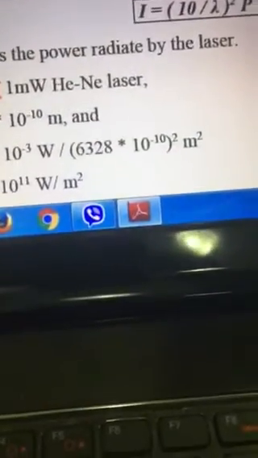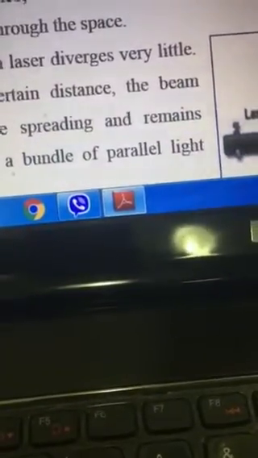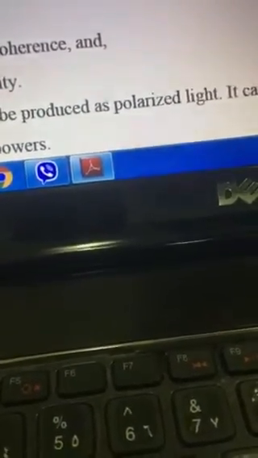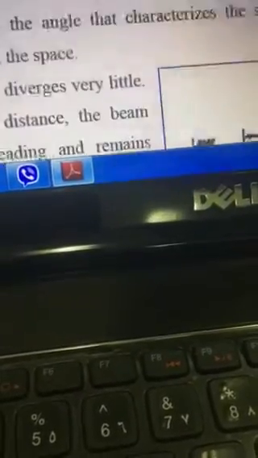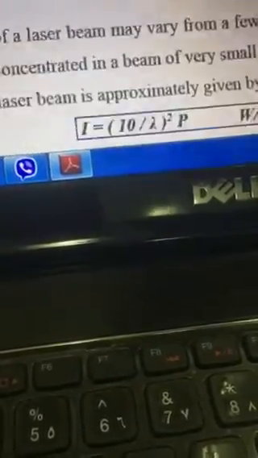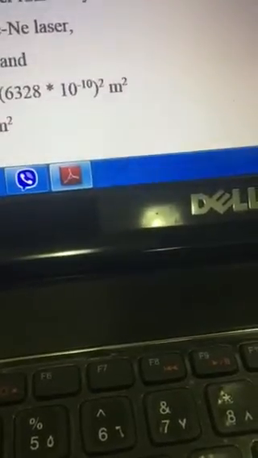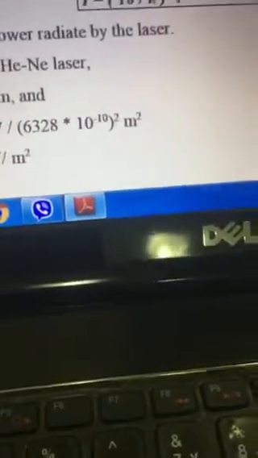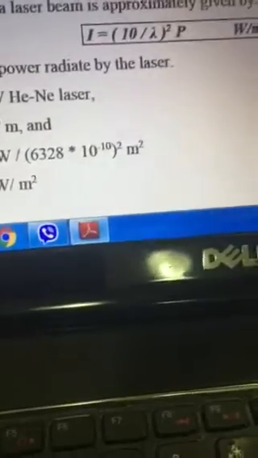And we gave here an example. This example in fact shows the case where we have to apply some numbers to show the intensity of a laser. For a 1 milliwatt helium neon laser, lambda is 632 multiplied by 10 to the minus 10 meter.